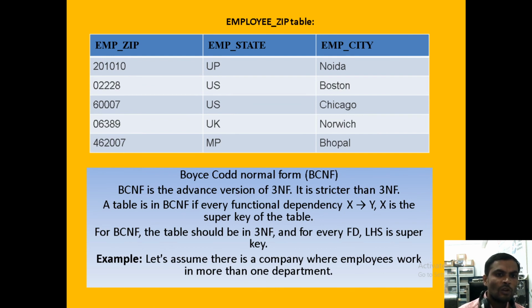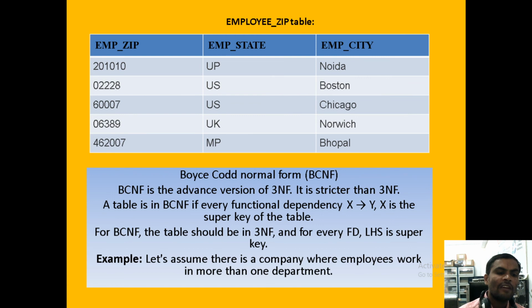Now employee zip we are considering as a primary key, with employee state and employee city. Next, Boyce-Codd normal form, BCNF. BCNF is an advanced version of 3NF. It is more restricted than the third normal form. A table is in BCNF if for every functional dependency X to Y, X is a super key of the table.